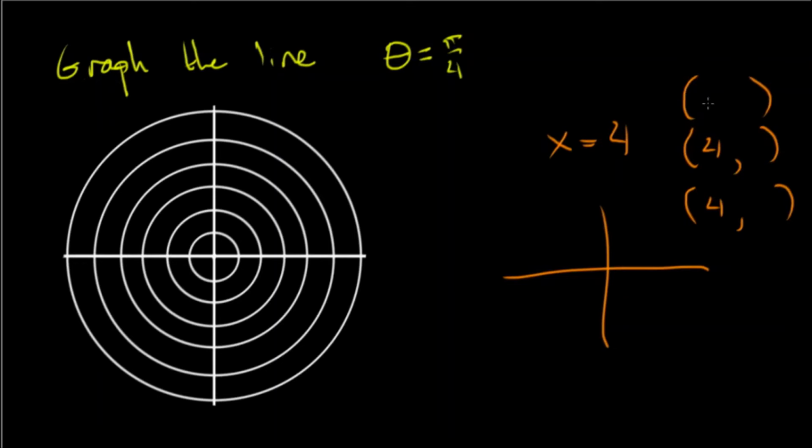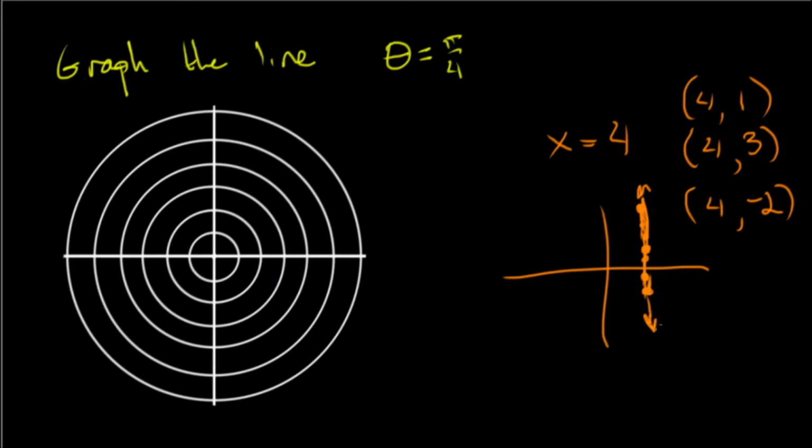So you can start just giving yourself a bunch of coordinates with an x value of 4. So 1, 3, negative 2. And then you plot these. So 4, 1, 4, negative 2, 4, 3. And as you do this, you start to create a locus of points. And that creates that vertical line. So x equals 4 is a vertical line.